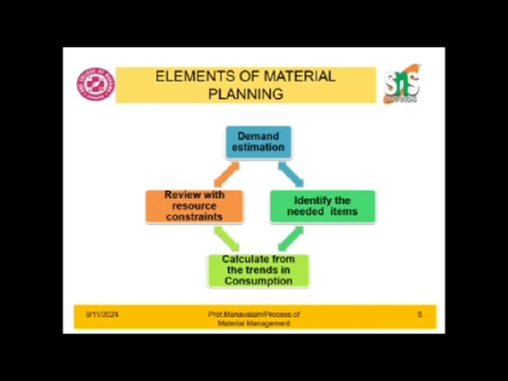Actually, they will get the list of needed items from the different departmental heads. So that is called a resource. So what are the constraints they are overcoming while getting this list of articles that they have to review? By doing all this process together, they can estimate the needed materials.